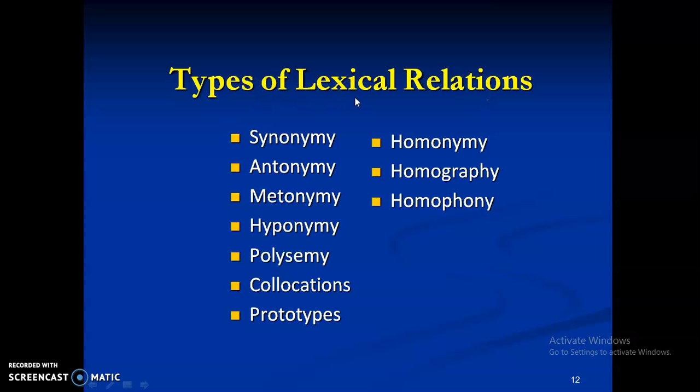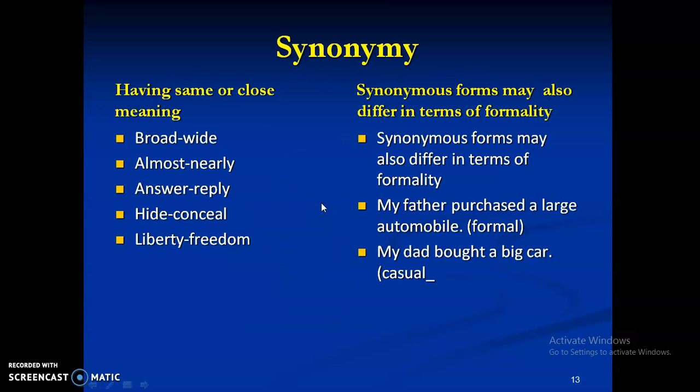These are some of the lexical relations which exist between words. Lexis or lexeme, that is word. We have synonymy, antonymy, metonymy, hyponymy, polysemy, collocations and prototypes. Then we have homonymy, homography, and homophony. These are some of the lexical relations which exist among words. Let me discuss only one, that is synonymy. Later on, when I record the next video, I'll talk about other relations.